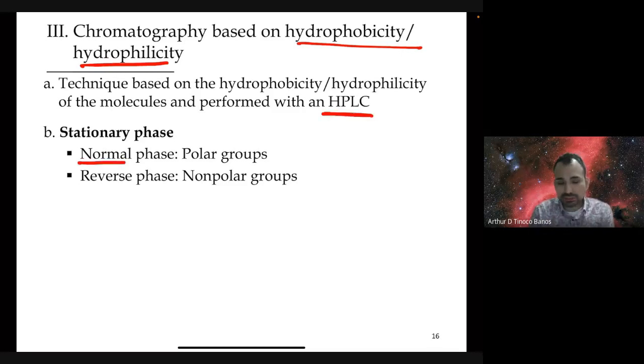One approach is known as the normal phase. In the normal phase, the stationary phase consists of polar groups. What does that mean? It means that things that are polar in our sample will bind to the stationary phase. Another approach is reverse phase, where you have nonpolar groups. There, things that are nonpolar within our sample will bind to the stationary phase. So it depends on what you're trying to isolate here.